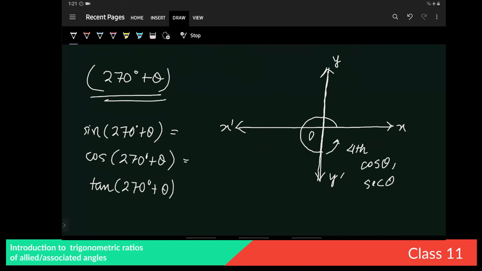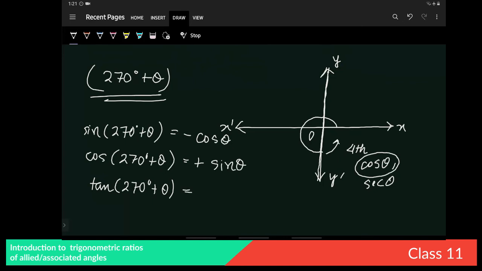In the fourth quadrant, sine is negative, so I put a minus sign here, and it is a vertical line associated angle, so it means it is minus cos theta. Now what will be cos 270 degree plus theta? Cos theta is positive in the fourth quadrant, so it is positive, and it will change to sine theta. Now what will be in the case of tan?